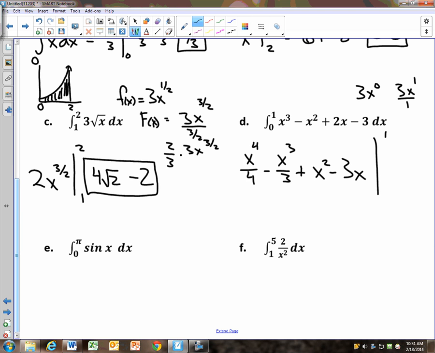Evaluate it at 1 and 0. We know what the 0 comes out to be, don't we? So let's just do the 1. It looks like we have 1 over 4, right? And then you're going to have over 3, so let's write it all over 12. 3 twelfths minus 4 twelfths plus 12 twelfths minus 36 twelfths. Negative 1 plus 12 is 11. 11 minus 36.